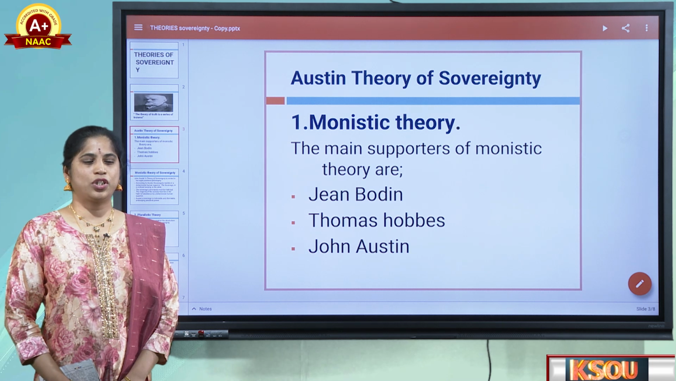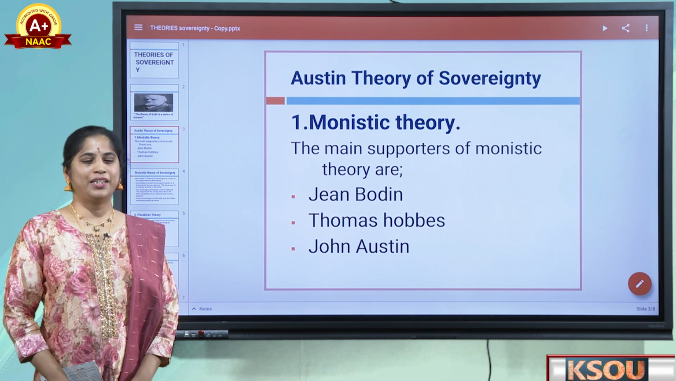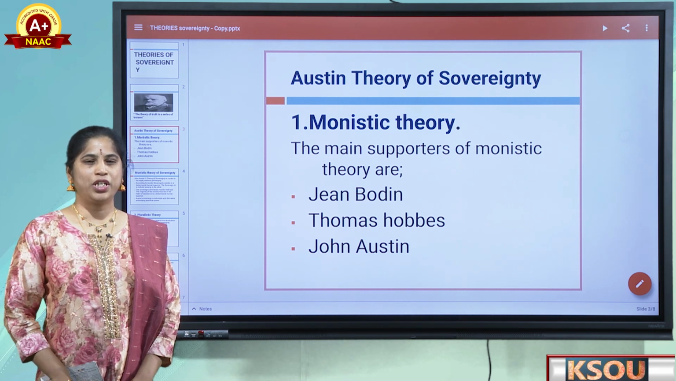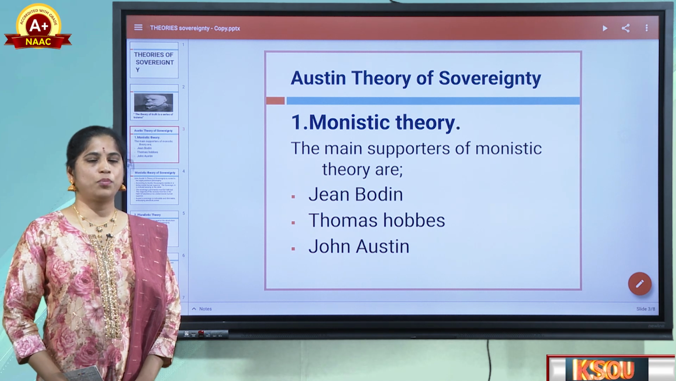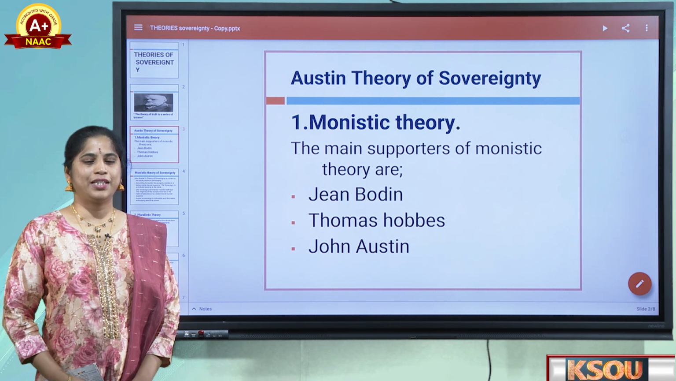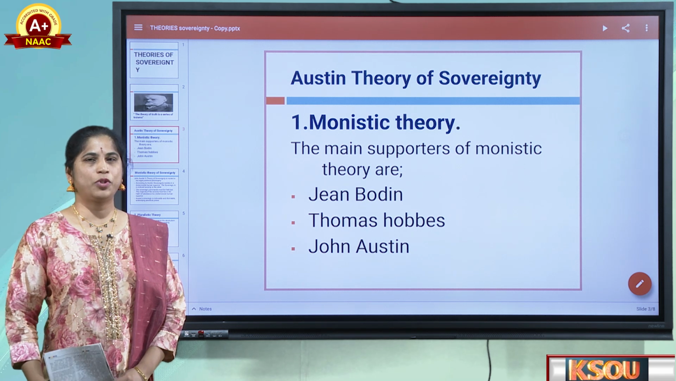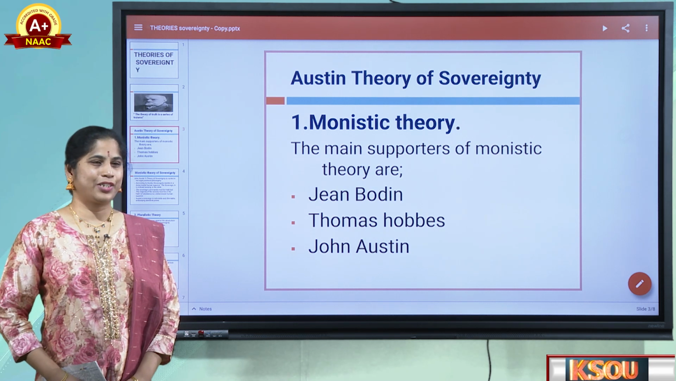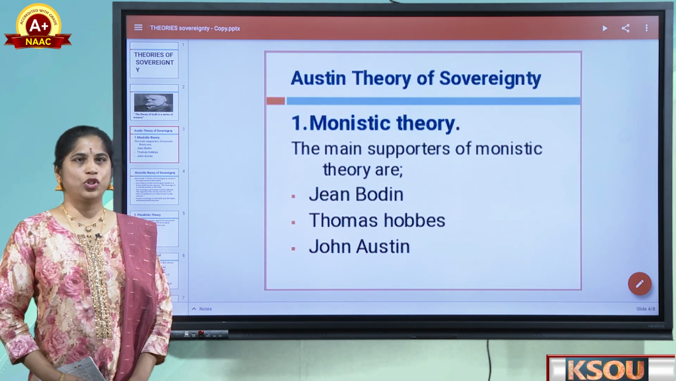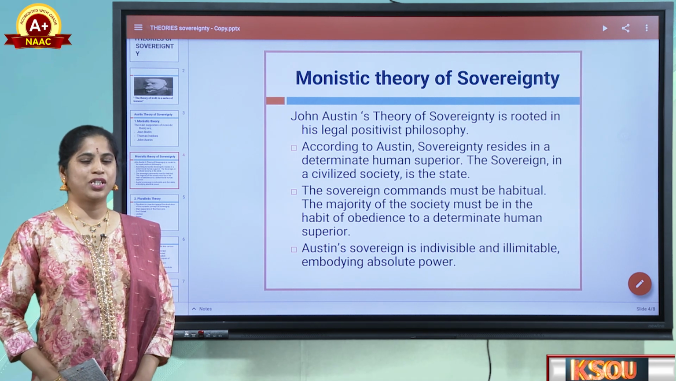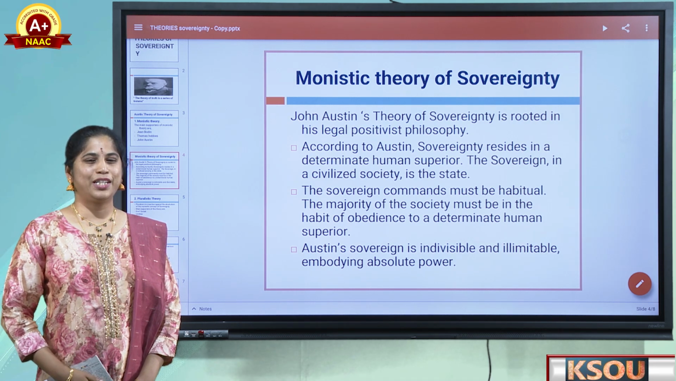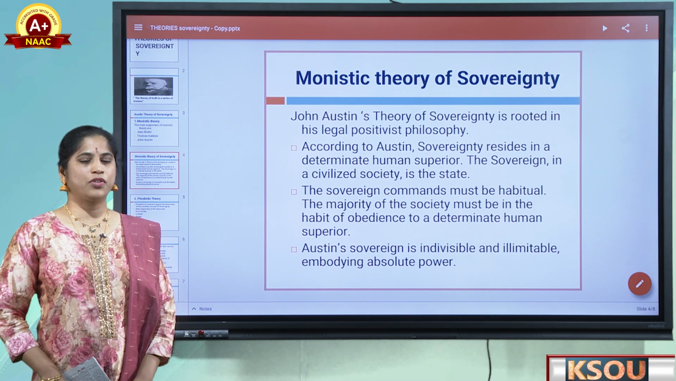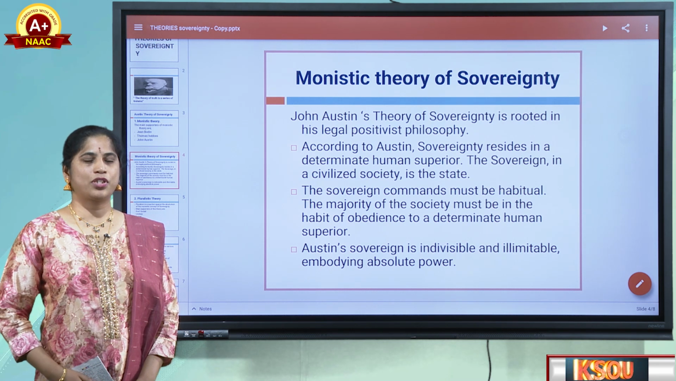This is actually known as the monistic theory. The main supporters of this particular theory are Jean Bodin, of course Thomas Hobbes, and John Austin, and other scholars have also contributed to and supported this viewpoint. In the next aspect, we are going to understand the monistic or Austin's theory of sovereignty in brief. Actually, this theory is rooted in his legal positivism as well as a philosophical one.